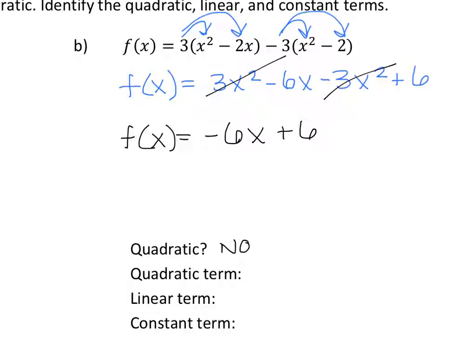No. So the quadratic term, we will write 0, because it's not there. What's the linear term? And constant term, 6. So even when they cancel out, you have to cancel out the x squared too?